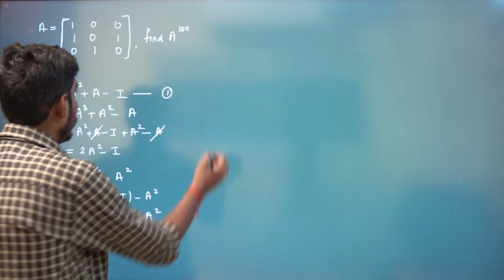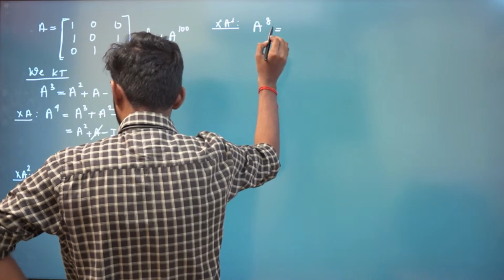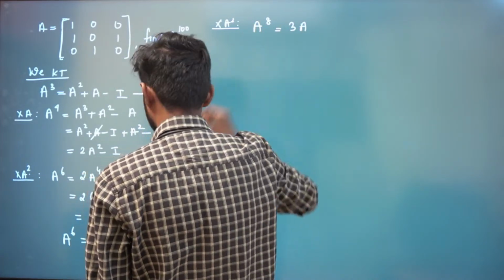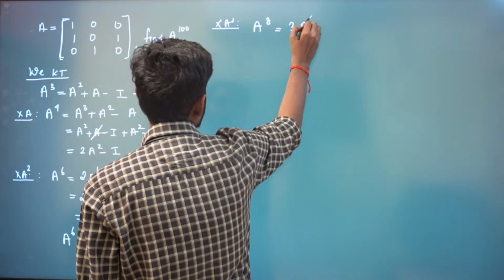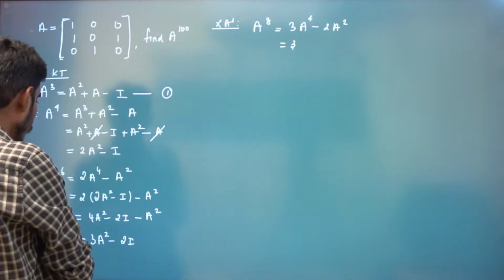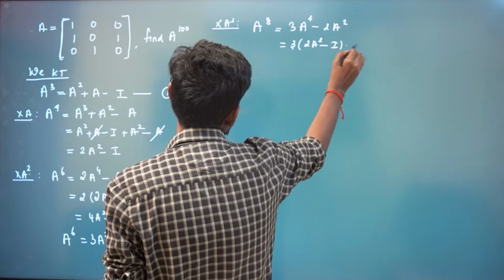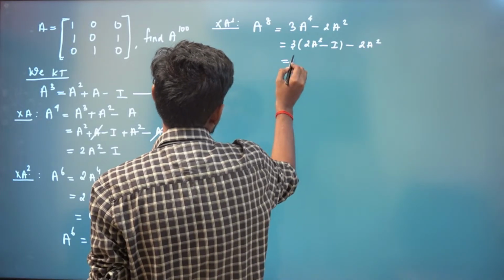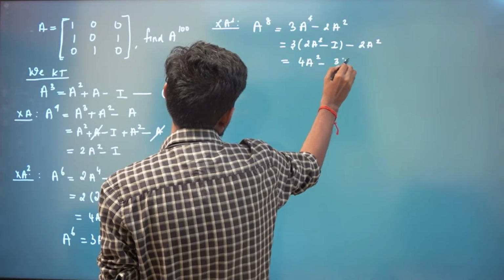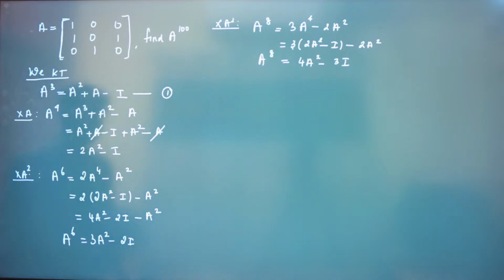So again we will find A power 8. We will multiply A square again. So A power 8 is 3A power 4 minus 2A square. So 3 times A power 4, which is 2A square minus I, minus 2A square. So 6A square minus 3I minus 2A square. So 4A square minus 3I. This is the value of A power 8, right? Okay.